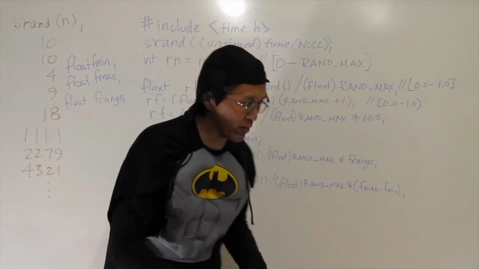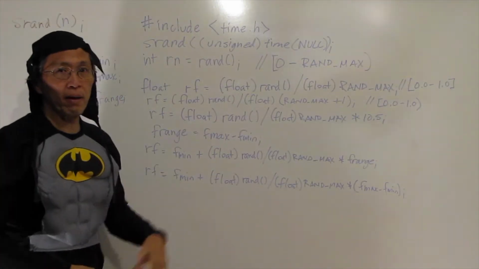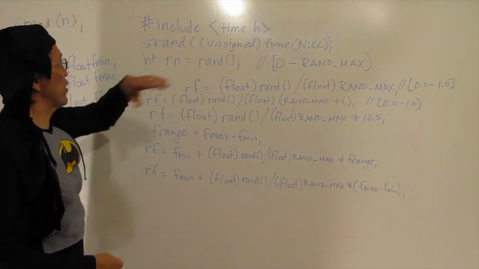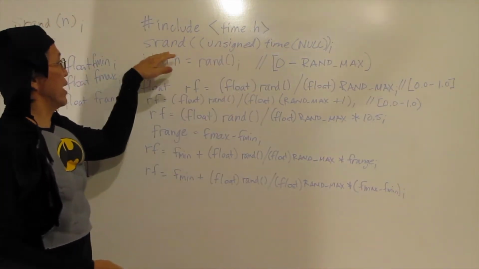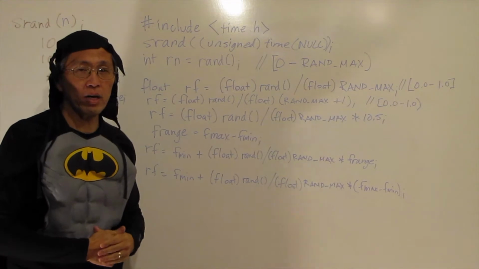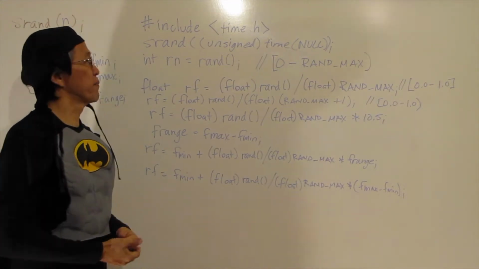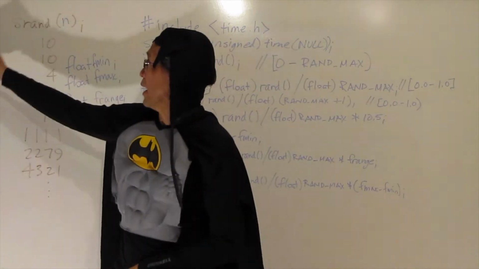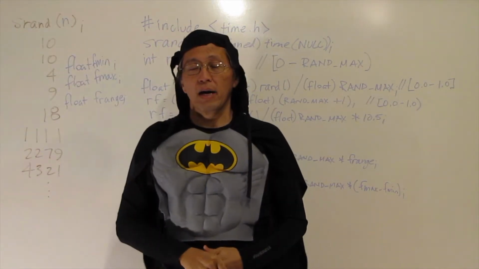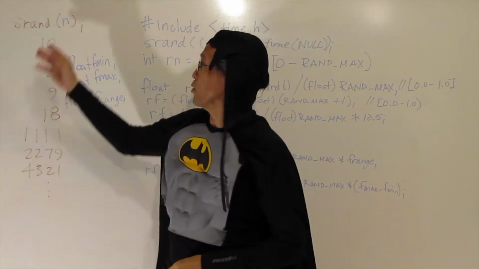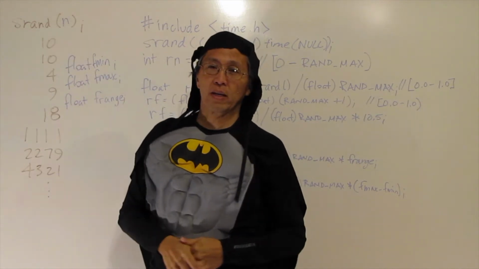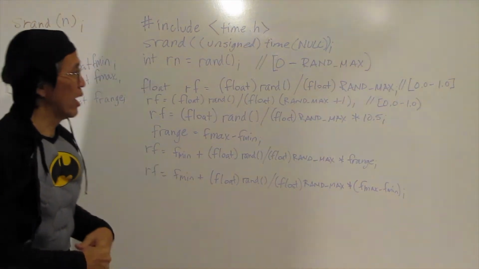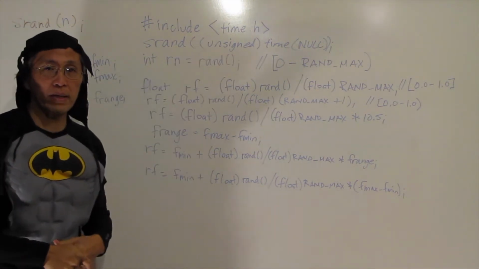Now over here I have a little bit of code, and again remember that you need to make sure you include time.h. If you put at the top of your code srand(unsigned(time(NULL))), you will get different random numbers every time you run the program. If you ran srand with some constant in there, you get the same exact sequence of random numbers every time you run the program. So most of the time we probably want to do this.